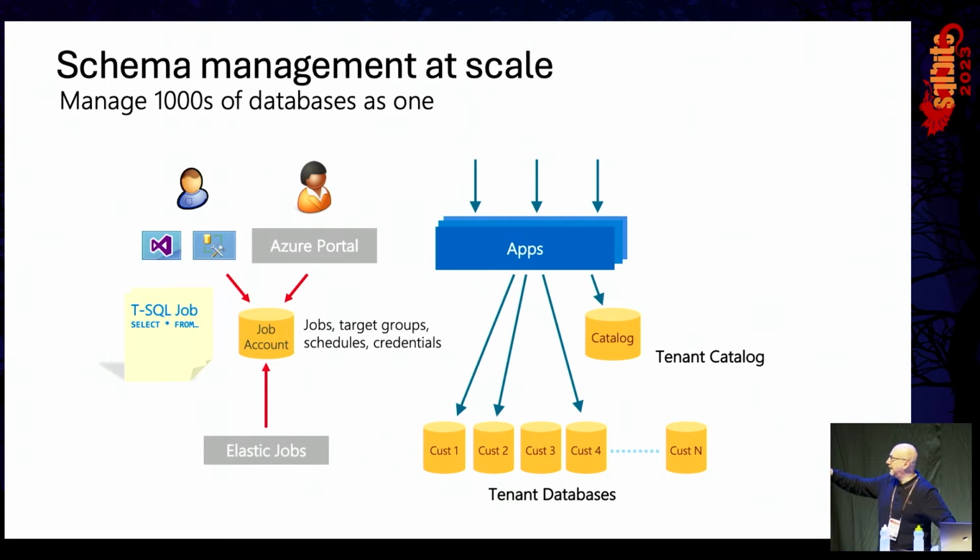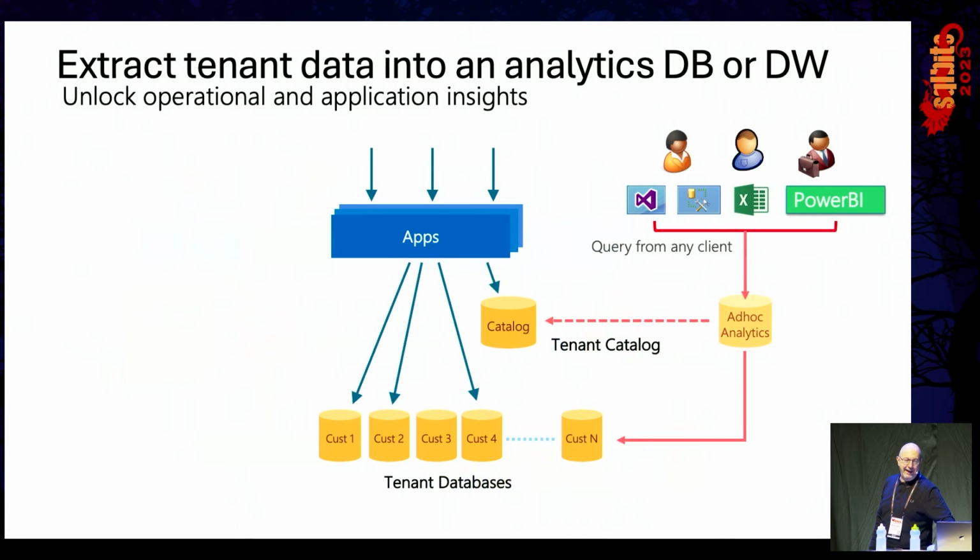So we have a concept called Elastic Jobs in Azure SQL DB, where you can define your jobs, right? Like T-SQL scripts, adding a column to a given table, or doing some maintenance. And then you can execute those commands across a number of tenant databases in your fleet. And if you also need, for example, to extract information from all those tenants, you can do the same.